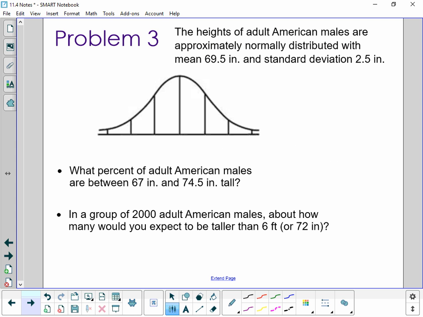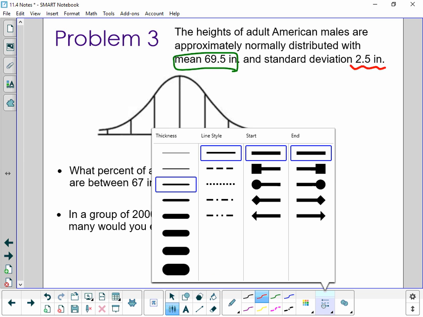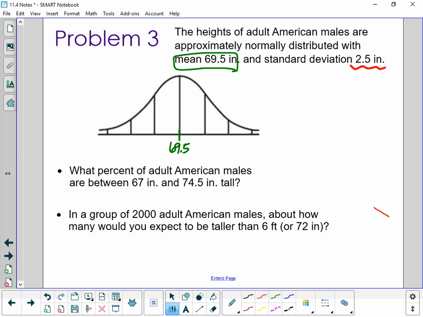So let's look at one. The heights of adult American males are approximately normally distributed with a mean of 69.5 inches tall. That's our mean that goes in the center. The standard deviation is 2.5 inches. So we're going to count out by 2.5s. So this would be 69.5 plus 2.5, which is 72 inches, one standard deviation away from the mean.